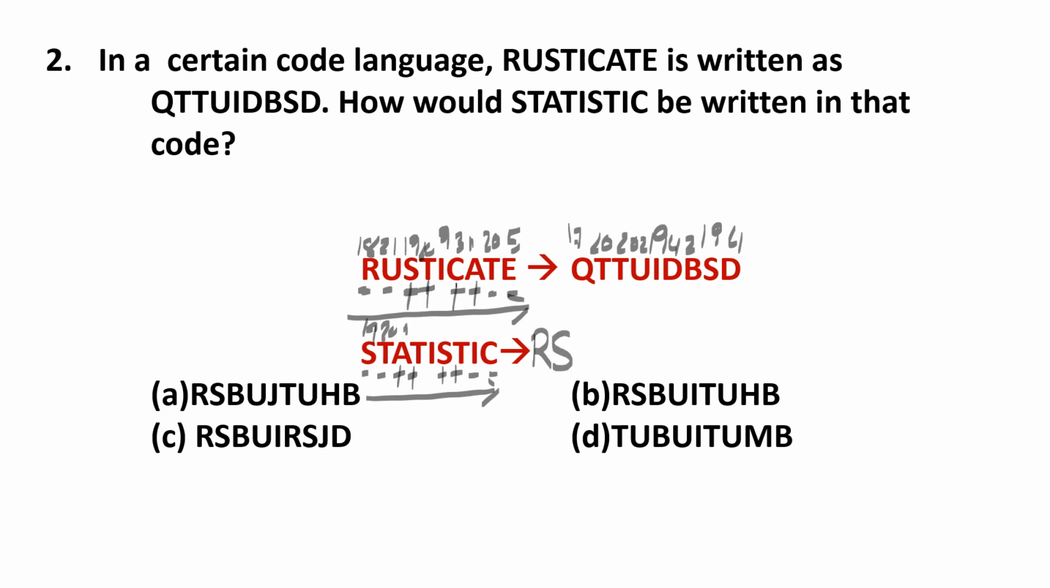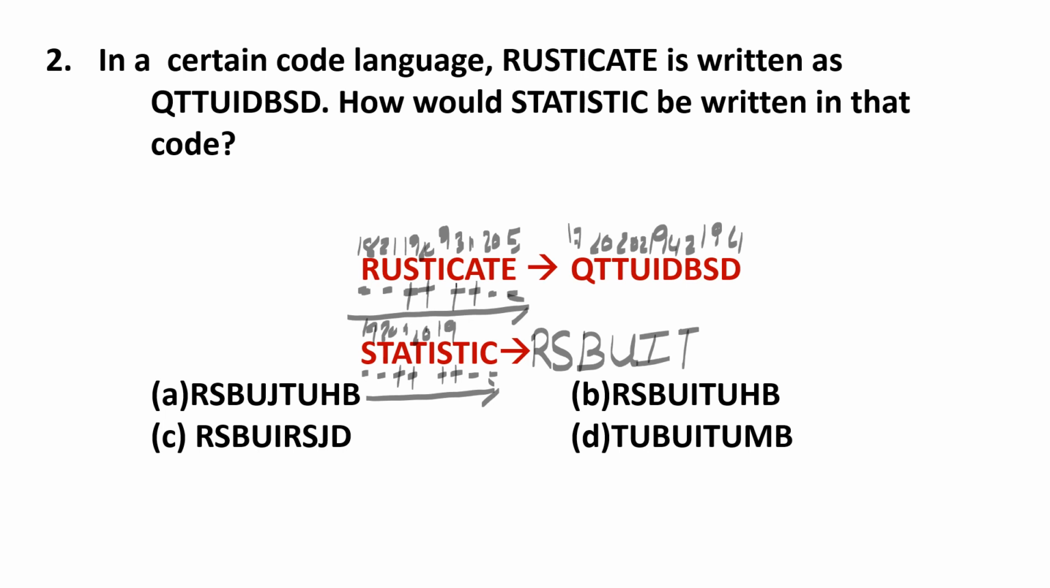Next 1 plus 1, that is 2. 2 means B. Next 20. T is 20. 20 plus 1 is 21. That is U. Next I. I means no change. Middle letter no change. I same as it is I. Next S. S means it is 19. 19 plus 1, 20. That is T.